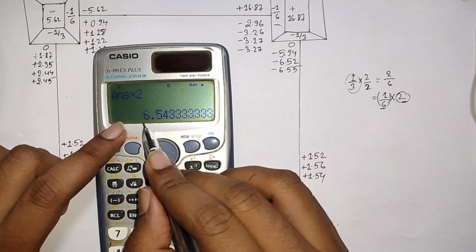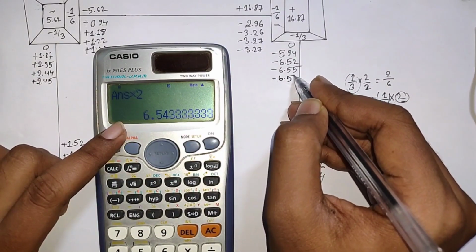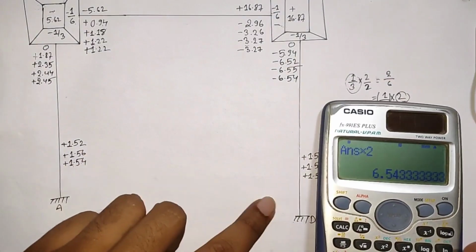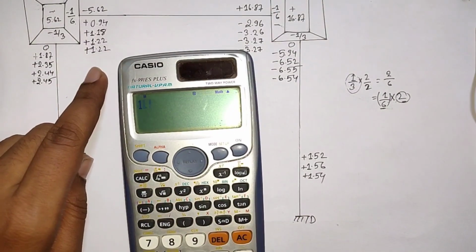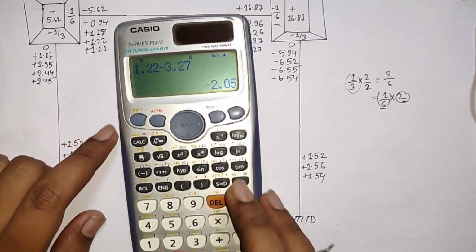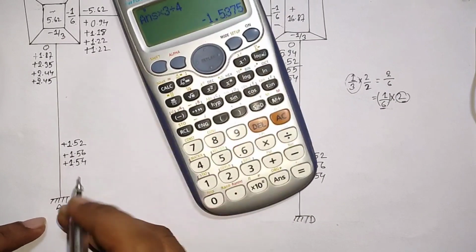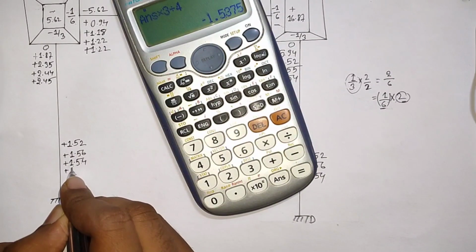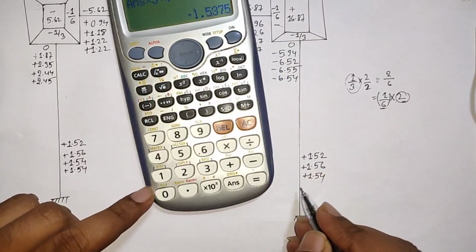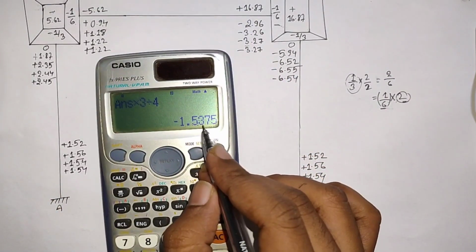We get 6.54 minus 6.54 is 1.54. Now time to write down the displacement value, which is 1.22 minus 3.27. Multiply this with the factor 3 by 4. We have got 1.54 positive, 1.54 positive, 1.54 positive. It is up to you.